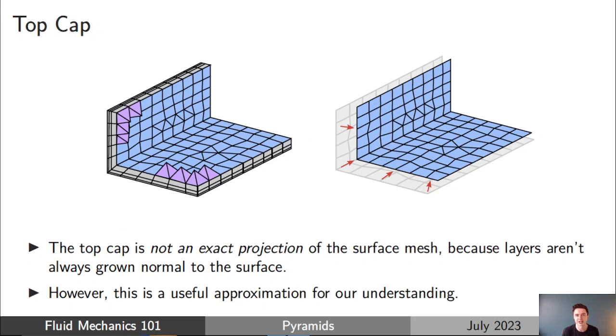And I just wanted to make a small side point here that, of course, the top cap is not going to be an exact projection of the surface mesh because the layers aren't always grown normal to the wall. Sometimes they're grown at an angle, and we have other surfaces which may be connected together, and so the layers may be projected at some angle and they may be enlarged or shrunk. But generally, for our understanding, when we're setting up our geometry and creating our surface mesh, you can think that the surface mesh you create is going to be approximately projected upwards to become the top cap, and that's where you're going to generate your pyramids and your layers from.